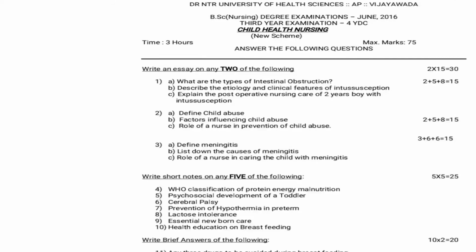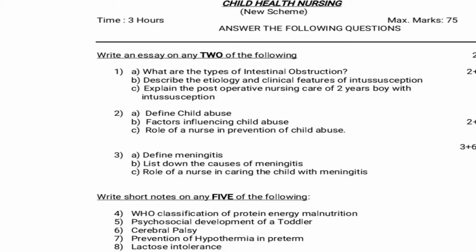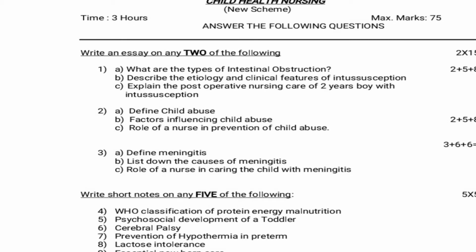See here, for the first question: 1A, what are the types of intestinal obstruction, which is for 2 marks. 1B, describe the etiology and clinical features of intussusception, that is 5 marks. And 1C, explain the post-operative nursing care of a 2 years boy with intussusception, 8 marks. So 2 plus 5 plus 8 is equal to 15 marks.